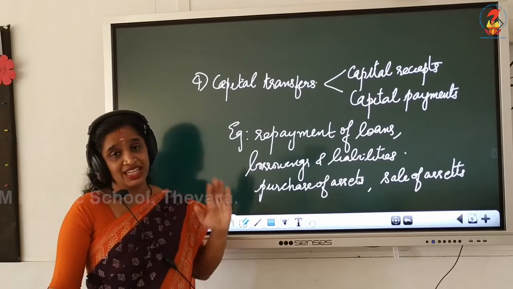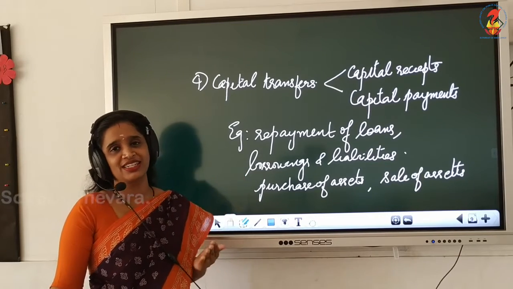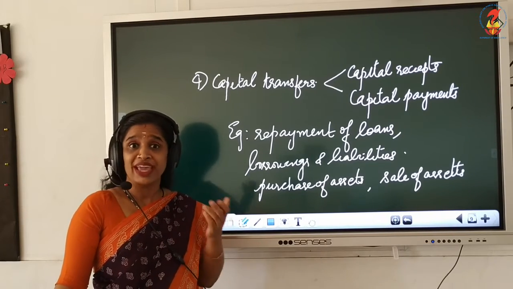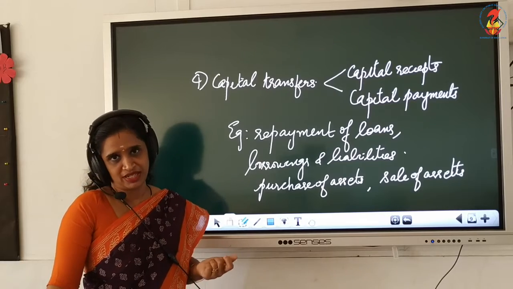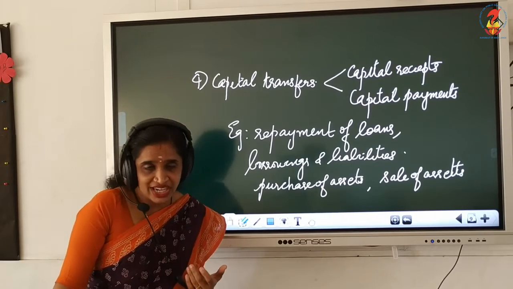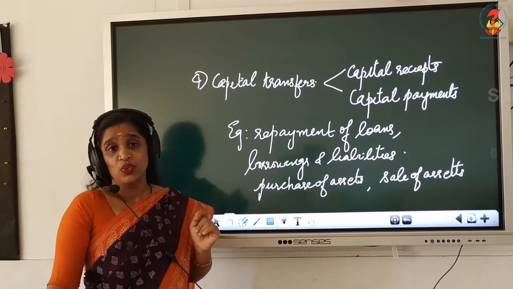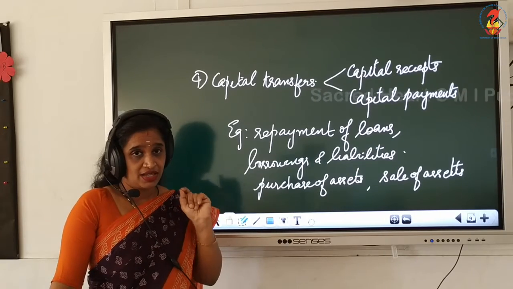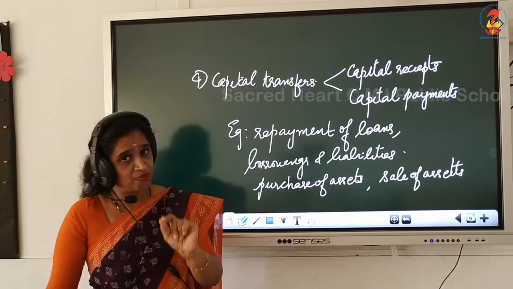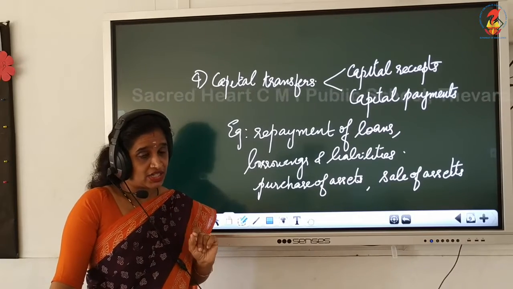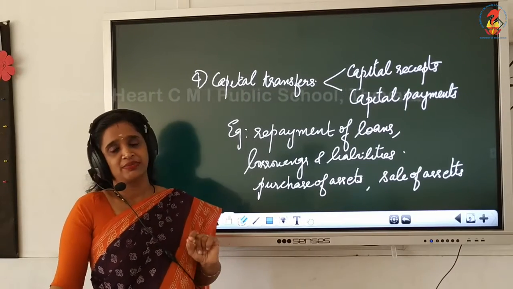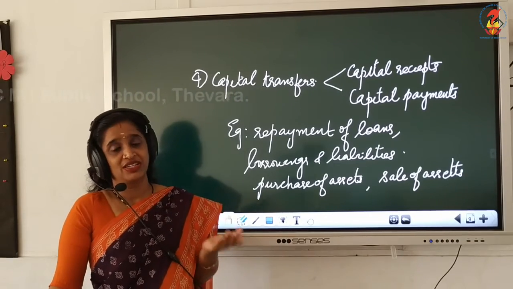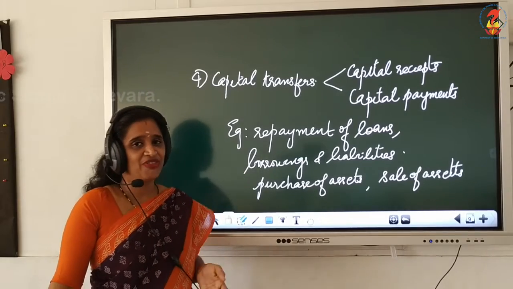Then we discussed which are the economic transactions that are involved in balance of payment, that is, the main items that come under balance of payment. Number one, visible items. Visible items means goods which can be measured, touched and seen. It consists of export and import of goods. Next, number two, is invisible items: services which cannot be touched, cannot be seen or cannot be measured. It consists of export and import of services.